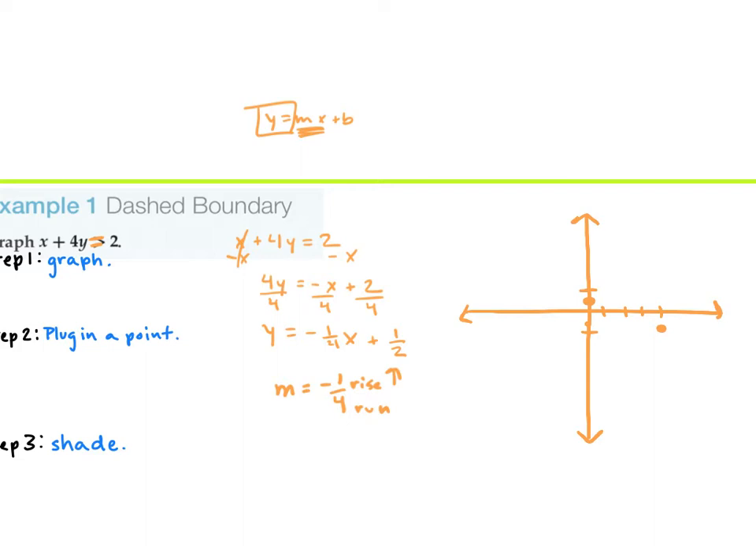We can keep going and adding more points and more points. So we could go up 1/2 and to the left 4, we would have a point there. We could just keep throwing on points in here, but once we have 2, we can just connect our points with the line. So that's our graph. Going back to our inequality, does this greater than sign tell us that we have a solid line or a dashed line? Dashed. So I'm just going to change this into a dashed line here.